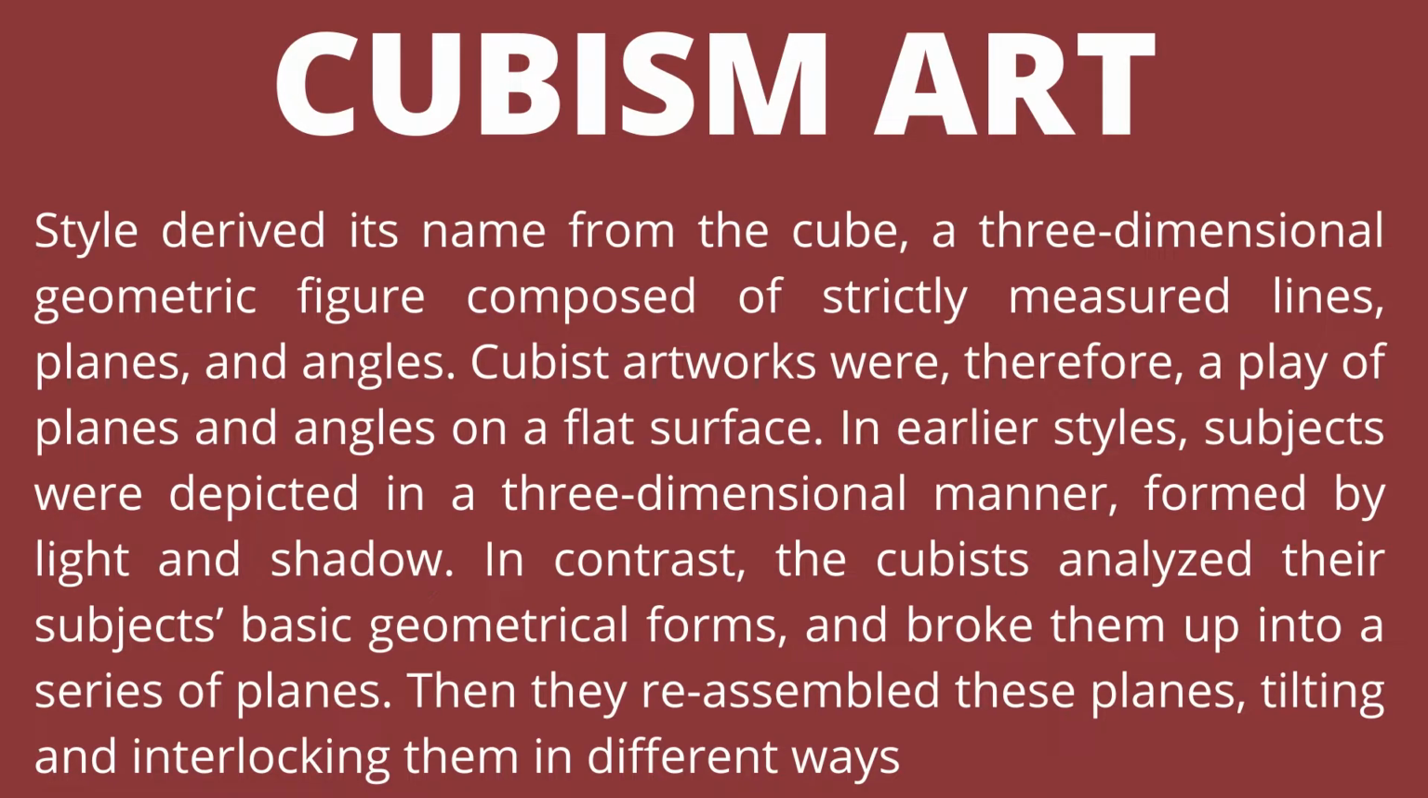Cubism art. Style derived its name from the cube, a three-dimensional geometric figure composed of strictly measured lines, planes, and angles. Cubist artworks were therefore a play of planes and angles on a flat surface. In earlier styles, subjects were depicted in a three-dimensional manner, formed by light and shadow. In contrast, the Cubists analyzed their subjects' basic geometrical forms and broke them up into a series of planes. Then, they reassembled these planes, tilting and interlocking them in different ways.